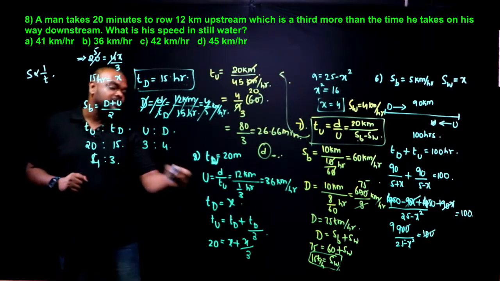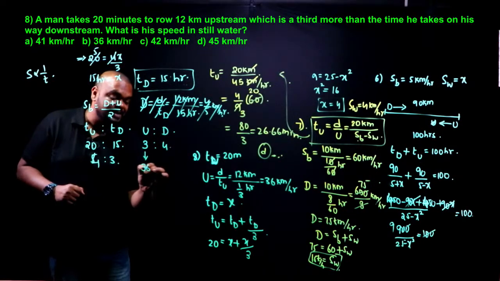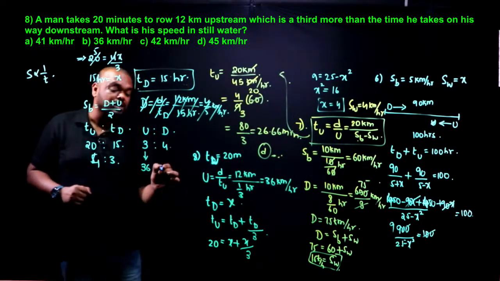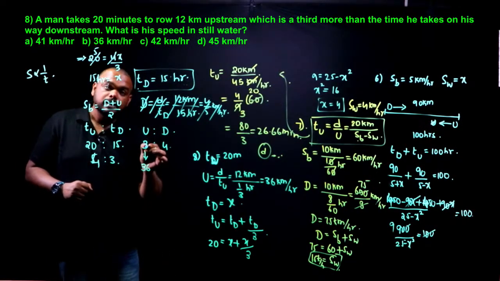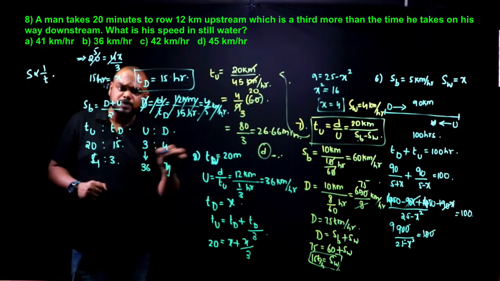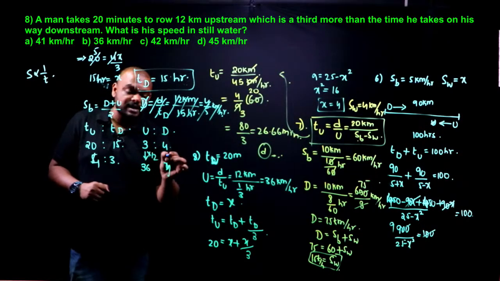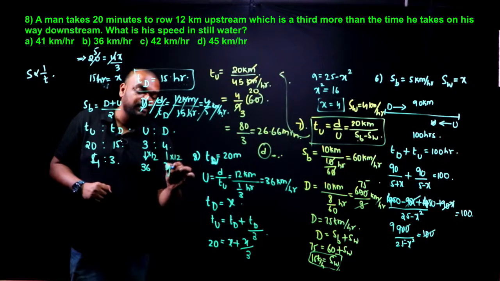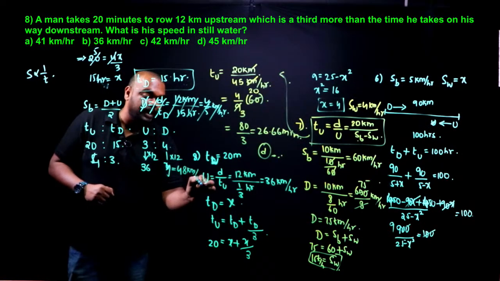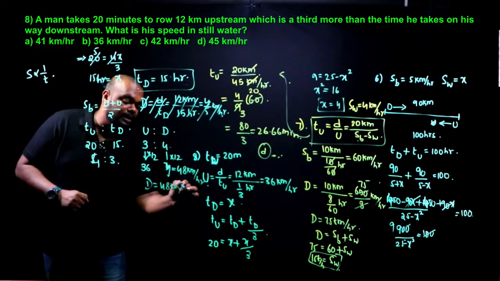But according to the question here, we calculated upstream speed as 36. Then what will be downstream speed? You can take it as some variable y. Cross multiply, or 3 into which number gives you 36? 3 into 12. Left hand side multiply with 12, right hand side also multiply with 12. So that is 4 into 12, 48 kilometer per hour. So downstream speed is 48 kilometer per hour.